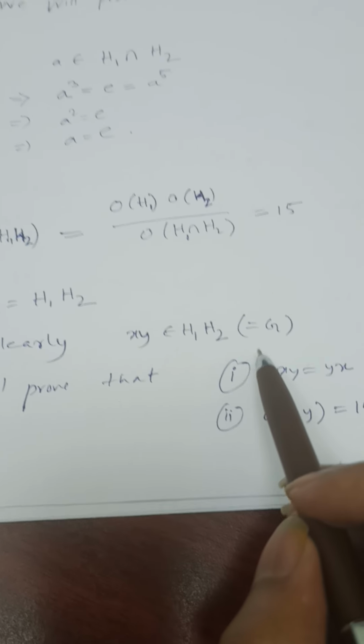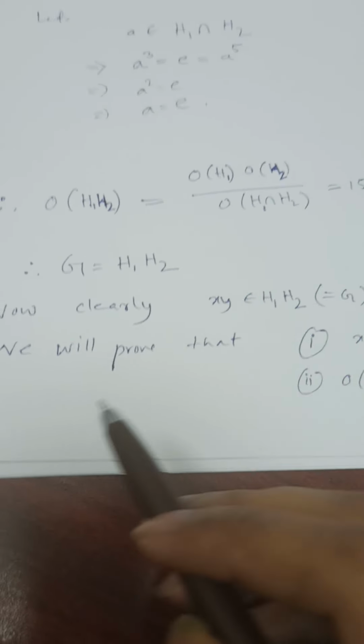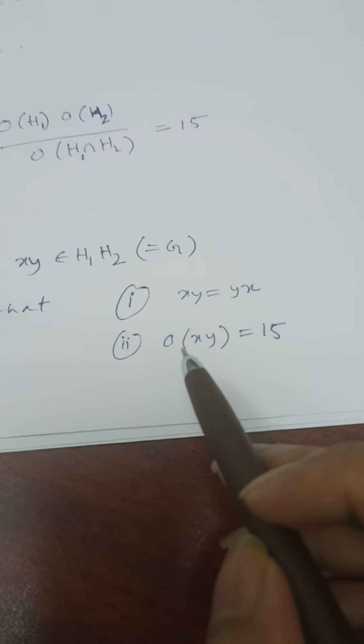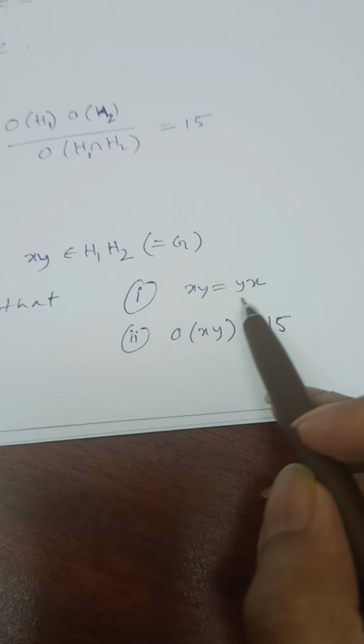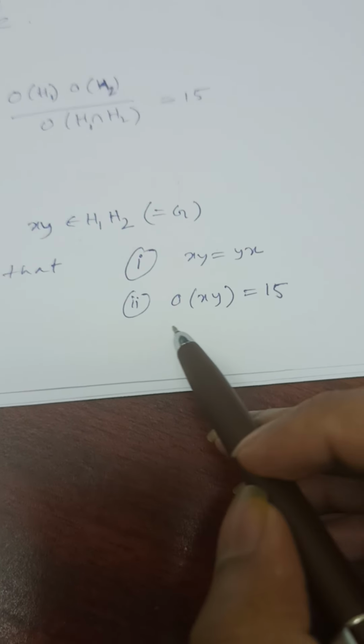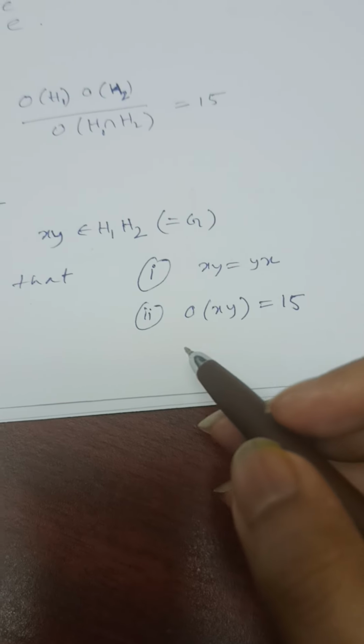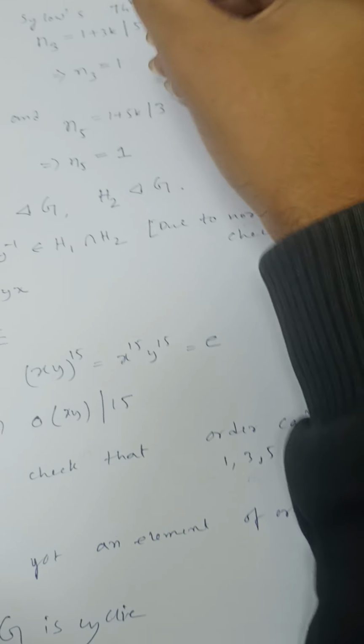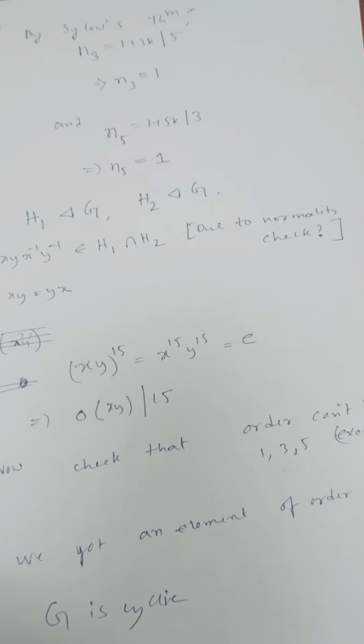Now clearly that element XY which we have taken in the beginning belongs to H1H2, which is equal to G. Now we will prove two things. One is that XY equals YX, and second, using that we will prove that the order of XY equals 15. To prove the first thing, we'll use Sylow theorem. You can see the statement of Sylow theorem.